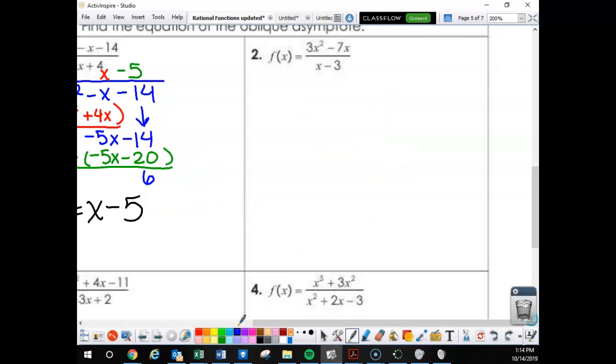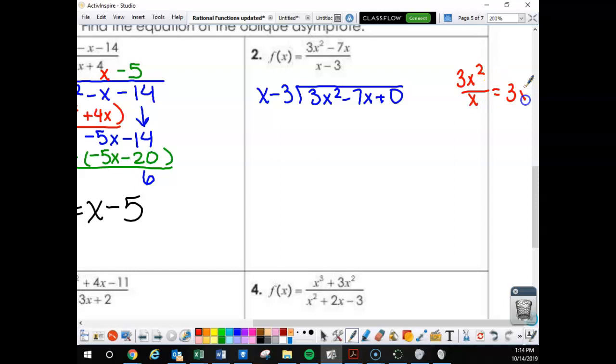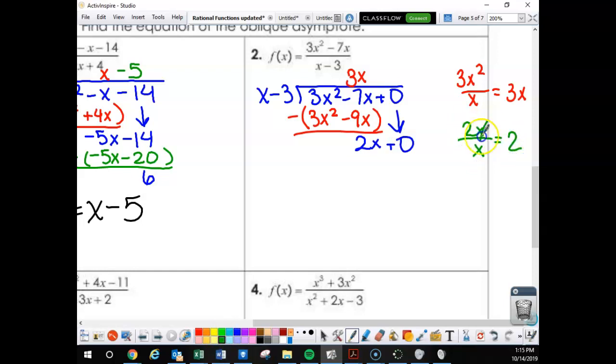Okay, so I have 3x squared minus 7x divided by x minus 3. And so I am missing a constant term, so you have to add that in there. Right? So 3x squared divided by x would give me 3x, and that's what I'm going to multiply by my divisor. So it's going to be 3x squared minus 9x. So 3x squared minus 3x squared would be 0. Negative 7 minus negative 9, so this becomes a positive 9. So 9 minus 7 would be 2x. Bring down that 0. And then 2x divided by x would leave me 2, because this simplifies to 1. And then I multiply that by my divisor and get 2x minus 6.